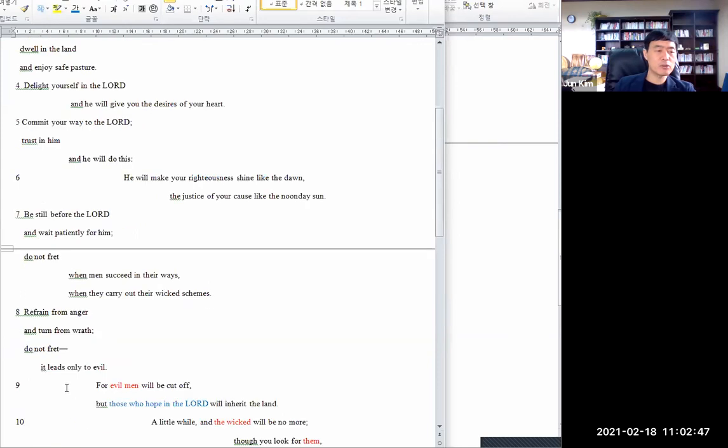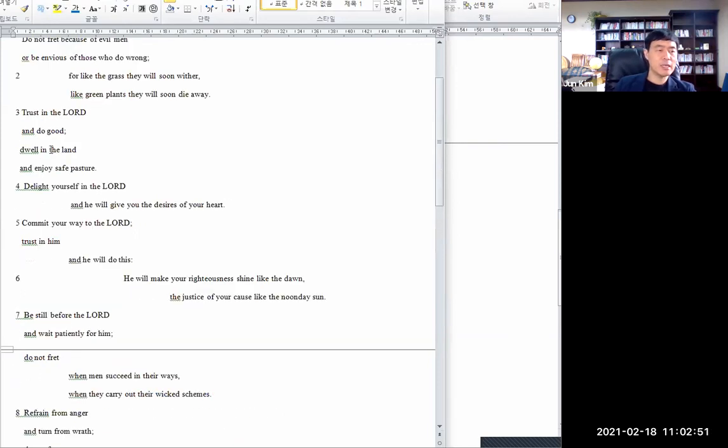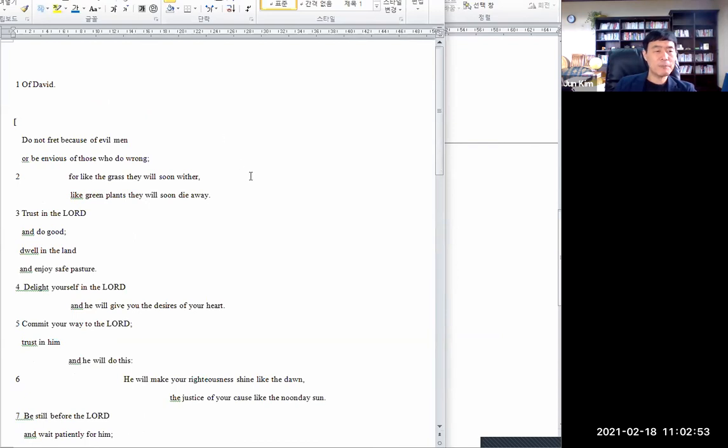So I think you need to definitely deal with this main idea separately. If you can find some core idea among them, you combine them, put them together under one title. And how are you going to do this? Any good suggestion? Do not fret because of evil men. Do not be envious of those who do wrong.